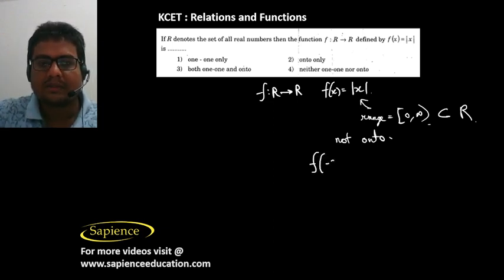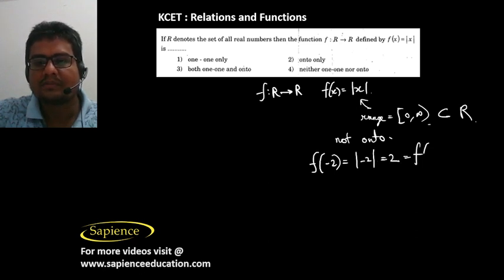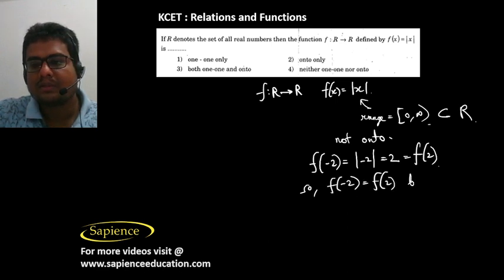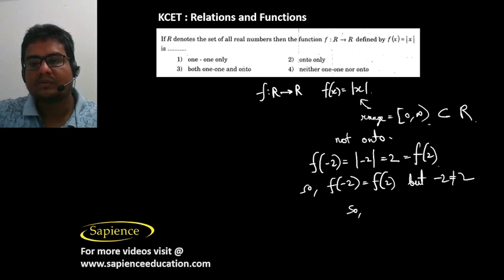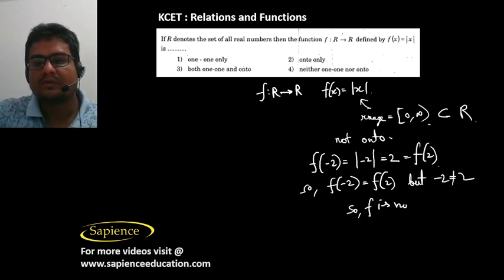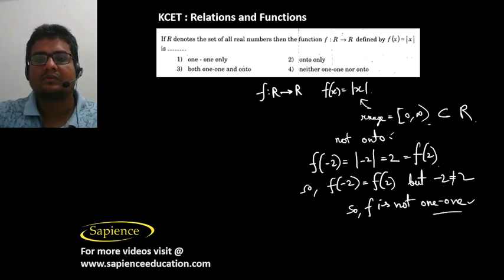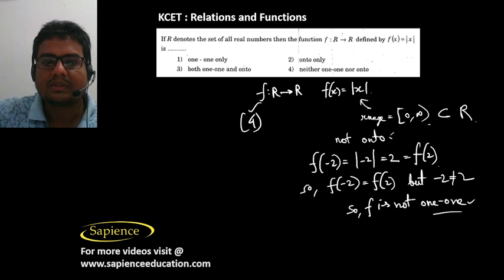F of minus 2, suppose if you take, then mod of minus 2 is equal to 2, which is also same as f of 2. So f of minus 2 is equal to f of 2, but minus 2 is not equal to 2. So it means the function f is not 1 1. So it is neither 1 1 nor onto. So option 4 is the correct answer.